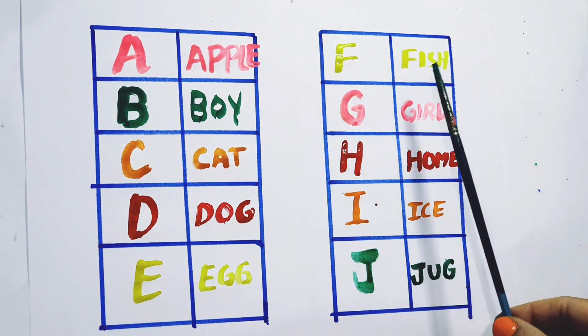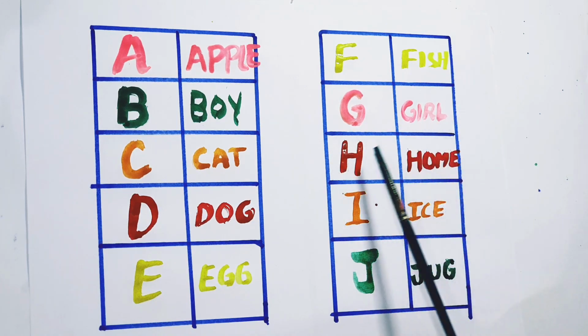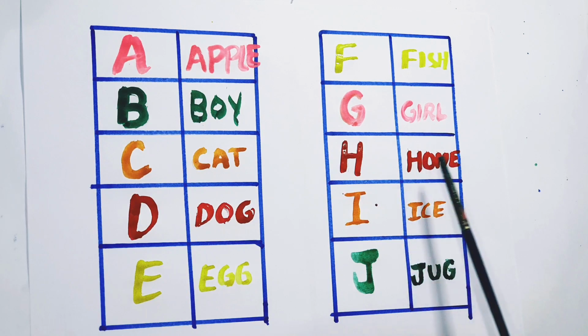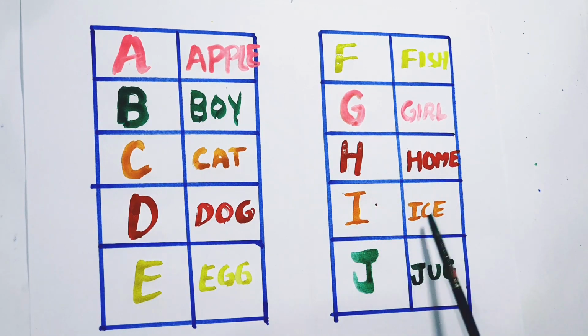F for fish, F-I-S-H, fish. G for girl, G-I-R-L, girl. H for home, H-O-M-E, home. I for eyes, I-C-E, eyes. J for jug, J-U-G, jug.